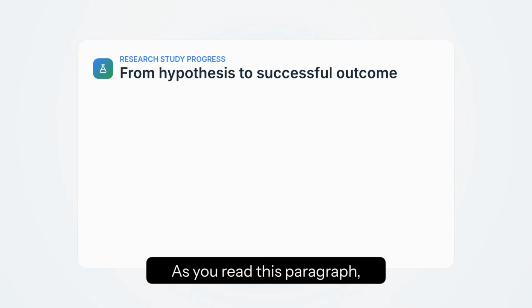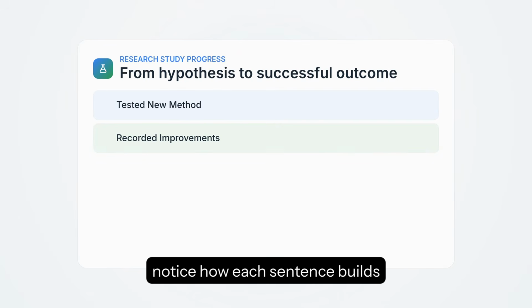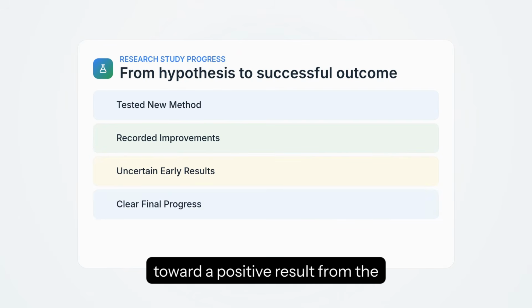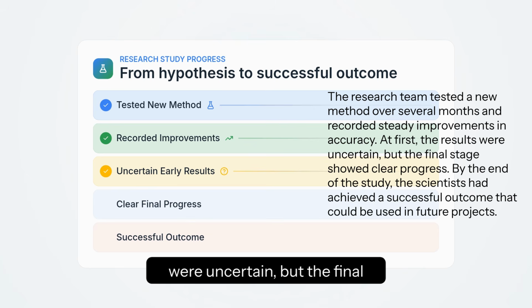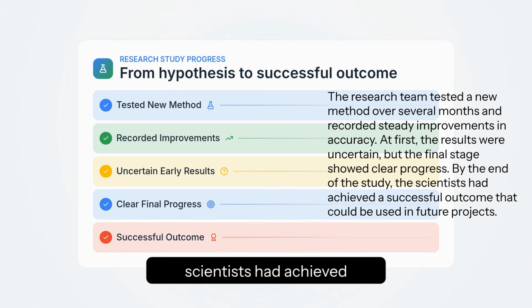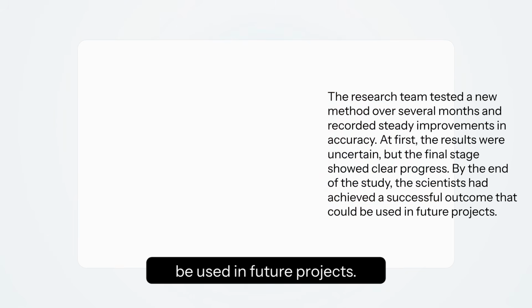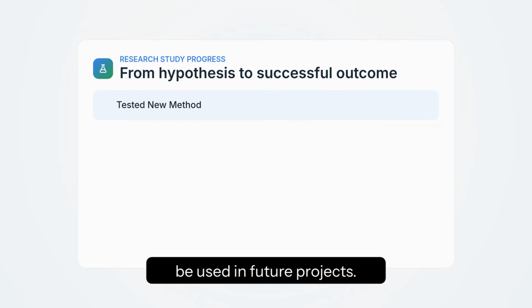As you read this paragraph, notice how each sentence builds toward a positive result from the experiment. The research team tested a new method over several months and recorded steady improvements in accuracy. At first, the results were uncertain, but the final stage showed clear progress. By the end of the study, the scientists had achieved a successful outcome that could be used in future projects.